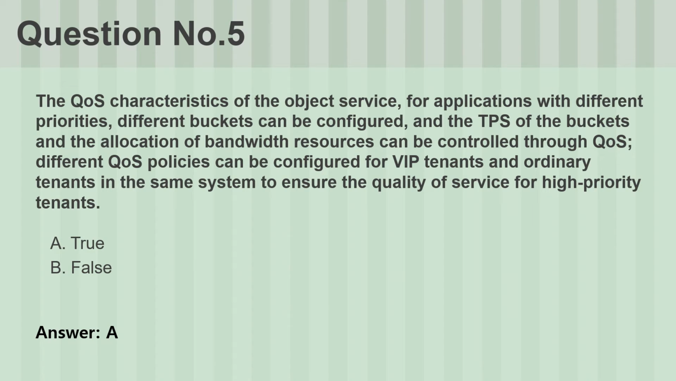Question number 5. The QoS characteristics of the object service. For applications with different priorities, different buckets can be configured, and the TPS of the buckets and the allocation of bandwidth resources can be controlled through QoS. Different QoS policies can be configured for VIP tenants and ordinary tenants in the same system to ensure the quality of service for high-priority tenants. A. True. B. False. Answer: A.